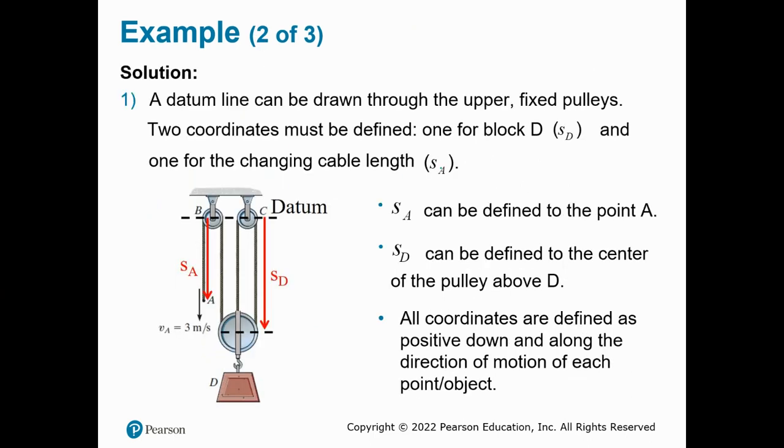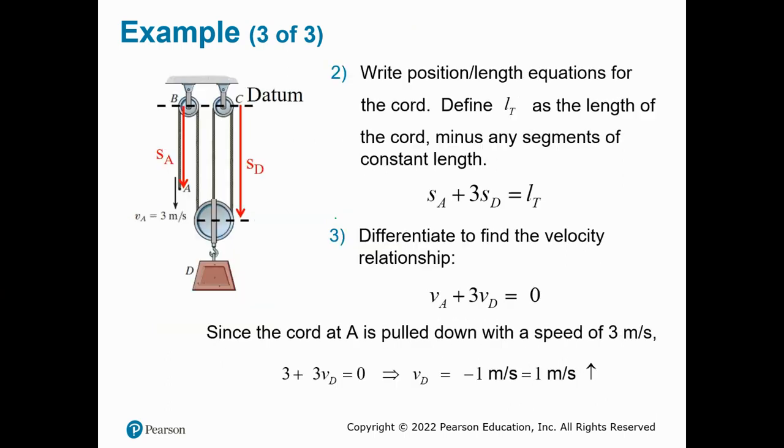When we set our datum reference point to be at the top, where B and C are at the top, based on here you have three SD: SD number 1, SD number 2, SD number 3. So 3 SD plus SA. SA and SD are going to change, but they are dependent on each other. SA plus 3 SD gives me the total length of this cable.